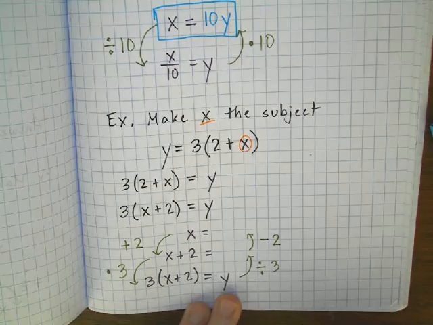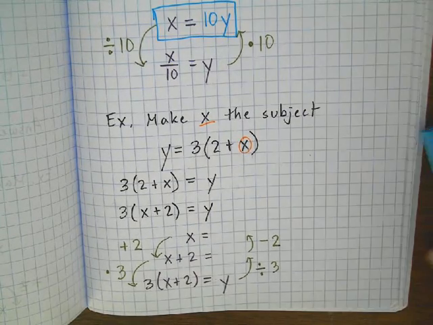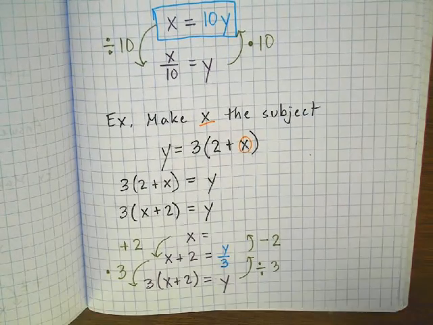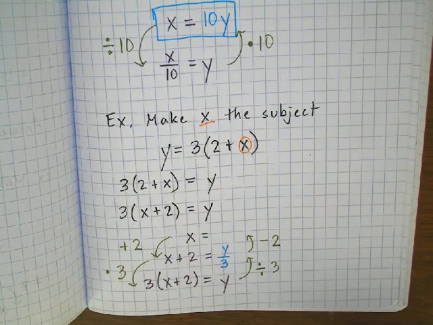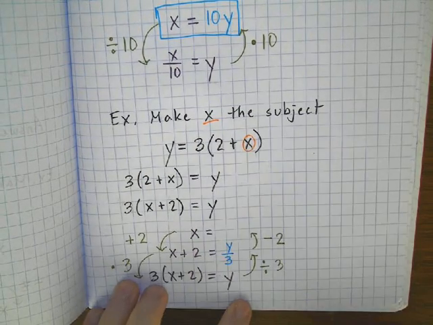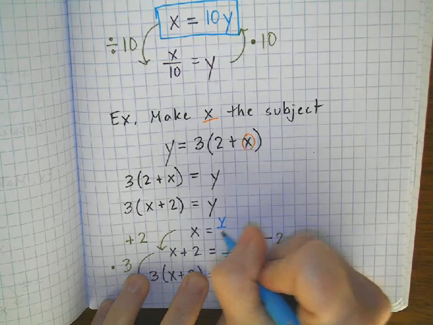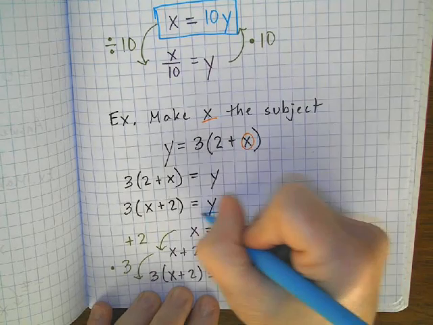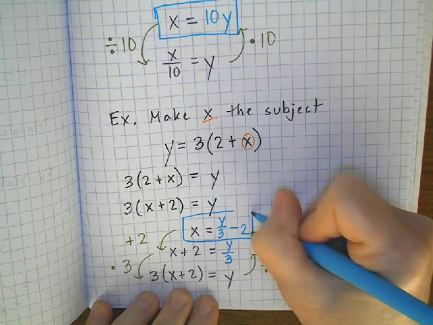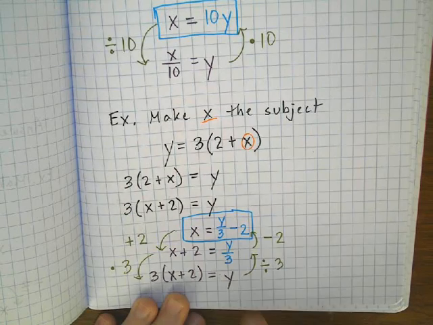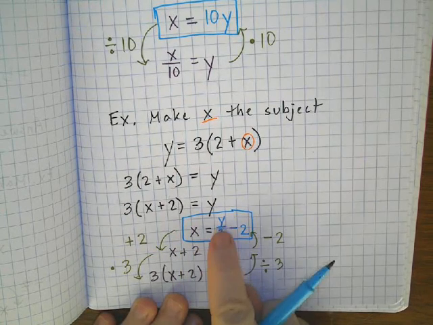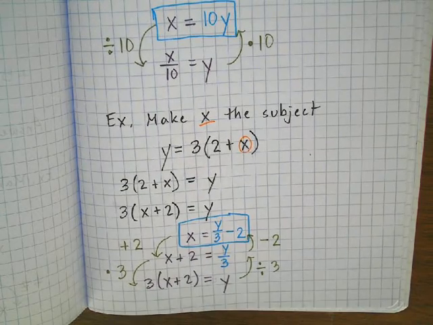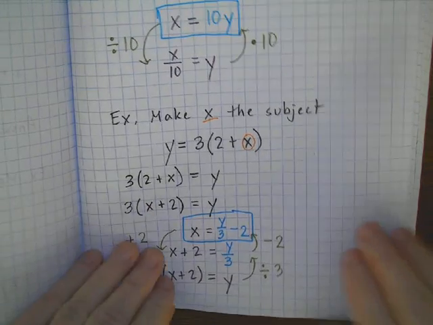So y is being divided by 3. So I'm going to have y divided by 3. And it's just a fraction. Just leave it like that. And then I'm going to minus 2. So I'm going to have y over 3 minus 2. And that's it. I cannot simplify because I do not know what y is. So that's my answer. My answer is x equals y divided by 3 minus 2. And that's it. Can't do anything else. It's all done.